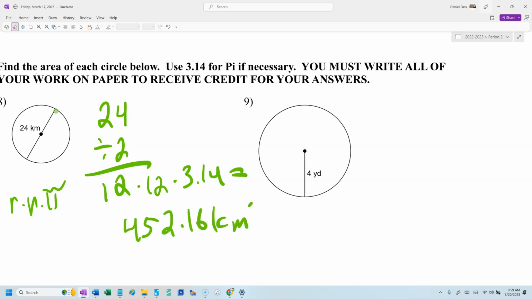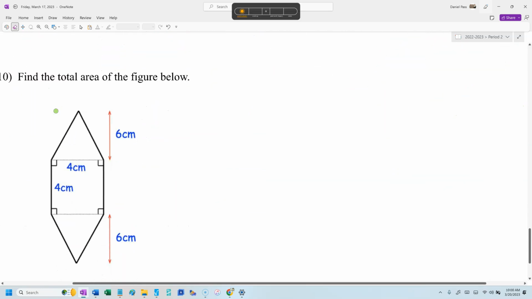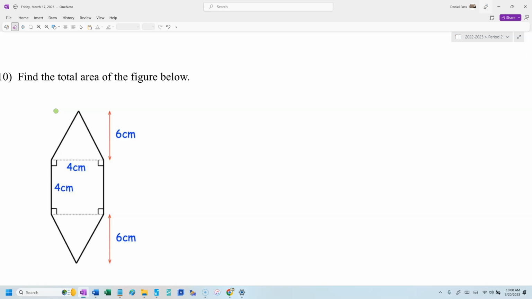Okay, next one. The radius is 4. So 4 times 4 times 3.14 equals 50.24. Hey, that was quick. All right. Good. Oh, we're rushing. Can you do it quick? Our last person? Oh, wait. We did 9 without you. Uh-oh. I think we did the wrong one.